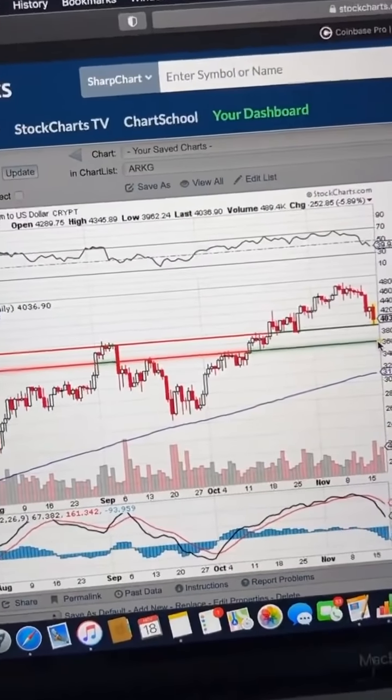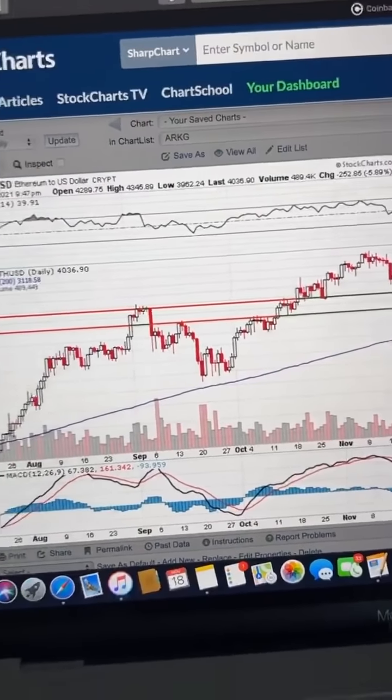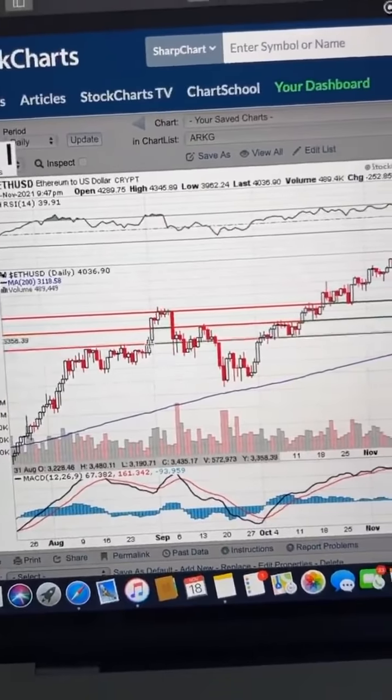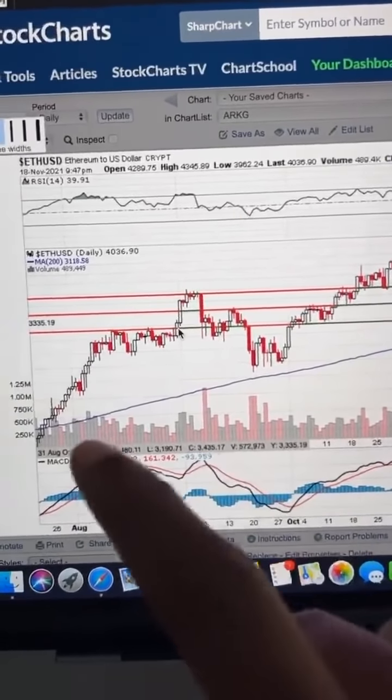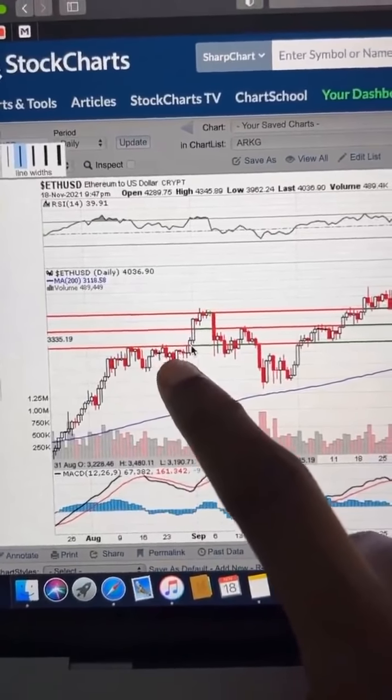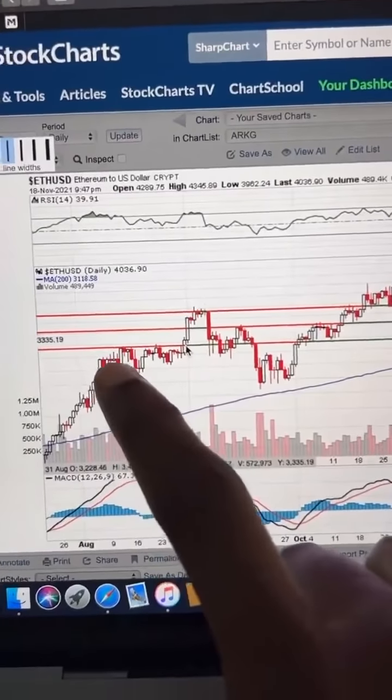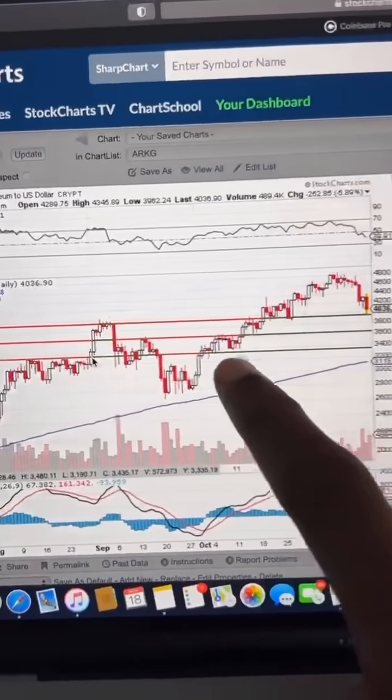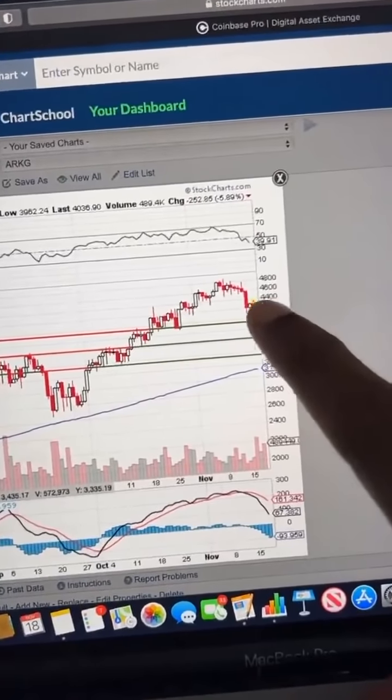Why did I just draw that level? You see how it hit that, then it bounced, then it hit that, then it bounced, then it finally blew through that? This level is significant. So I'll draw that on the line. Add here. If it breaks through, add here. If it breaks through, add there. Cool. All right, so Solana, check this out.